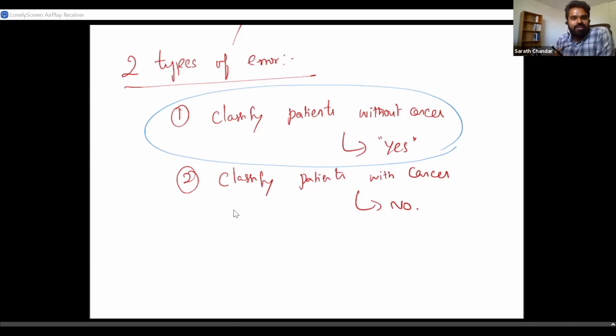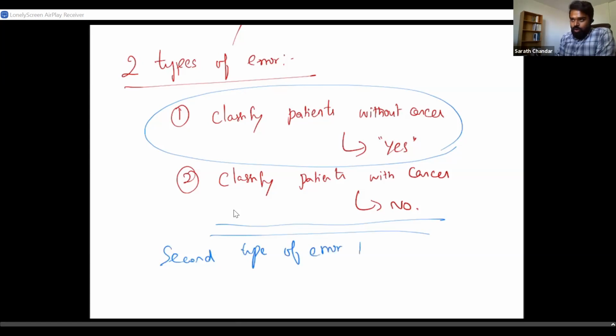Yes, it is true that there is some stress given to the patient because of this wrong classification. But that stress is actually better than the second situation, where someone has cancer and your system says they do not have cancer, and they go back home and the cancer progresses and their life is in danger, right? So the second type of error is more dangerous than the first type.